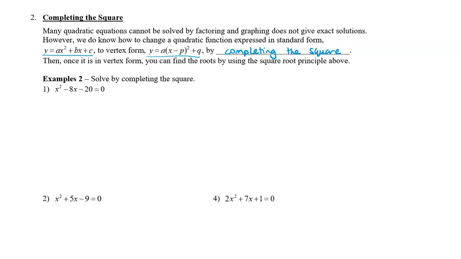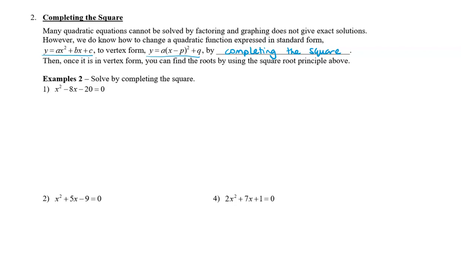So once we have it in vertex form, then we can use the square root principle, like we did in the previous video, to solve for x. So let's take a look at the first question here. Solve by completing the square. We see that it looks like a function, and the only difference is that instead of it equaling y, this equals 0.